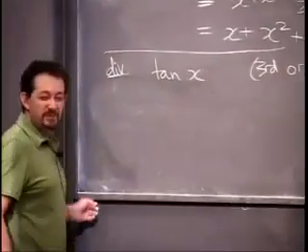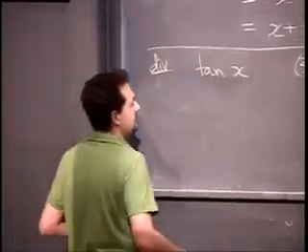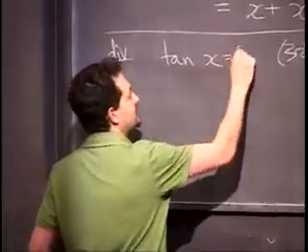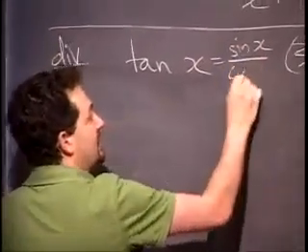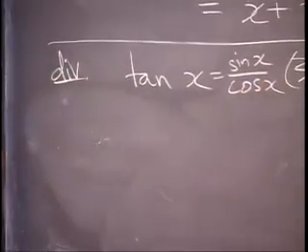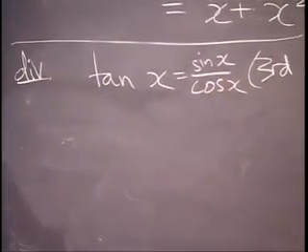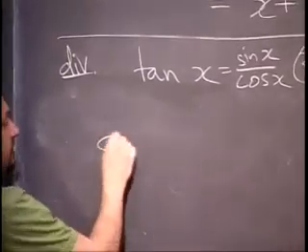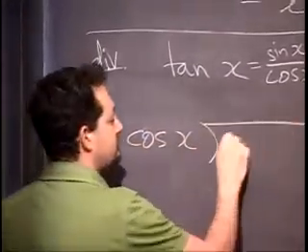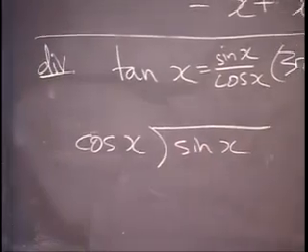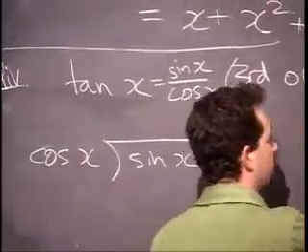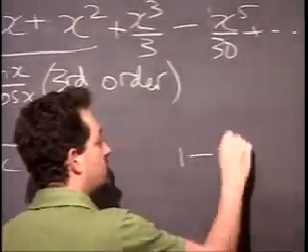So tan x, I can't get it by substituting or doing anything clever. It doesn't seem to fit any of the other categories. I'm going to consider tan x is sine x over cosine x. So that means I have to divide cosine into sine x. Okay. Well, that means that I've got to do cosine x into sine x. How many times does cosine x go into sine x? Well, cosine x up to third order is 1 minus x squared over 2.